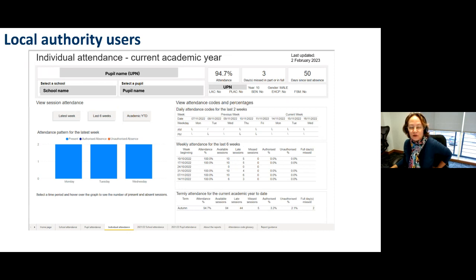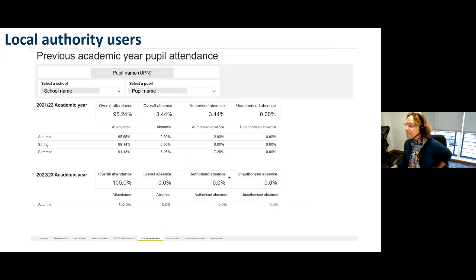And as we said, local authorities may have a need to look at attendance for individual pupils, and this will give them information from the previous day on the attendance for an individual pupil. And then similarly to schools, local authorities can also look back and see how attendance this year compares to attendance last year, term by term. Yeah, exactly.